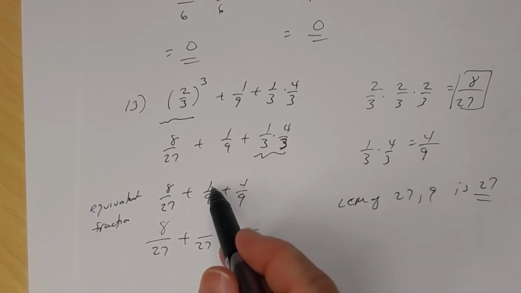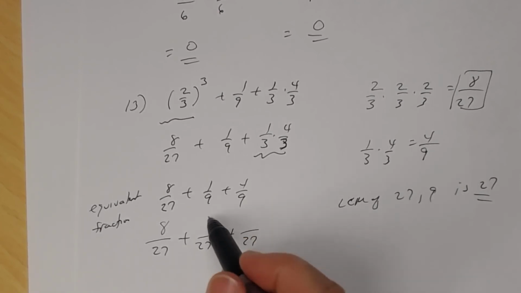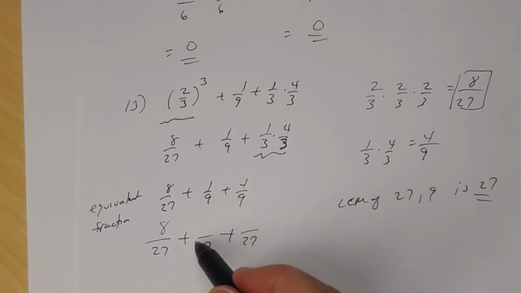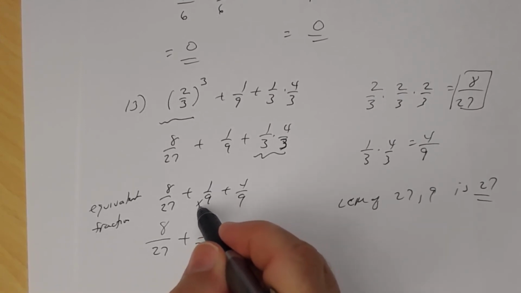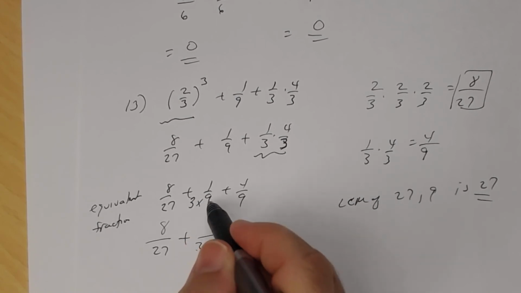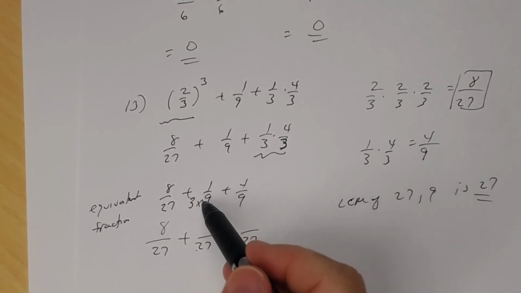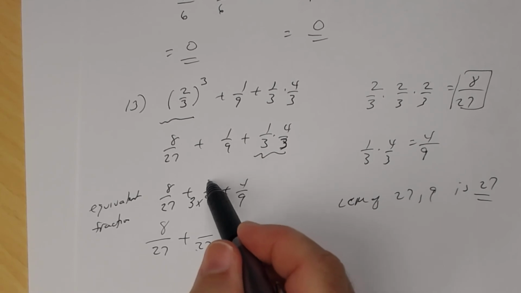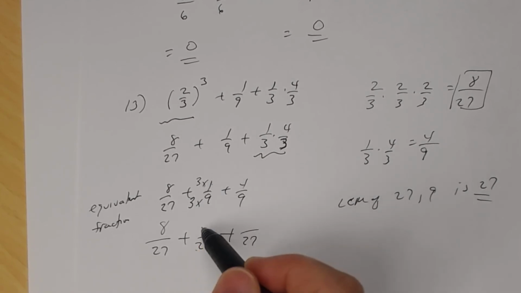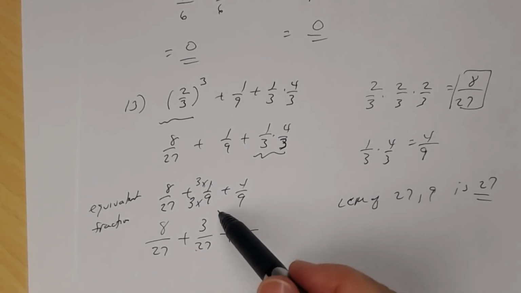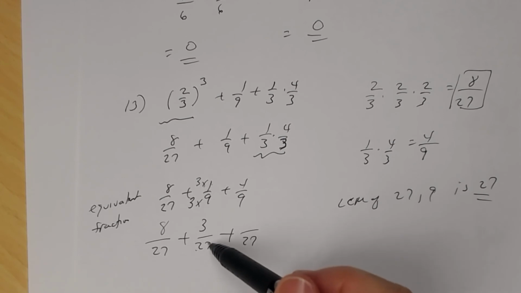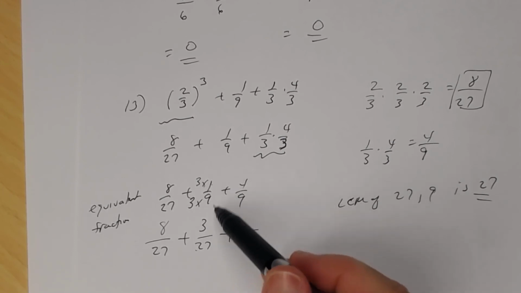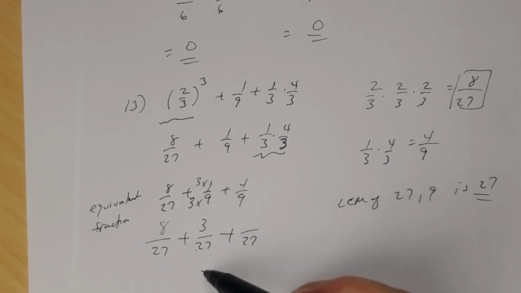All right, let's get this one. 1 9th is equivalent to what fraction with the denominator 27? Well, to figure that out, you could say 9 times what is 27? Well, 9 times 3 is 27. But what I do to the denominator, I have to do to the numerator. So 1 times 3 is 3. And it makes sense that 1 9th is equivalent to 3 27ths, because if I reduce 3 27ths, they both have 3 in common. 3 divided by 3 is 1. 27 divided by 3 is 9.